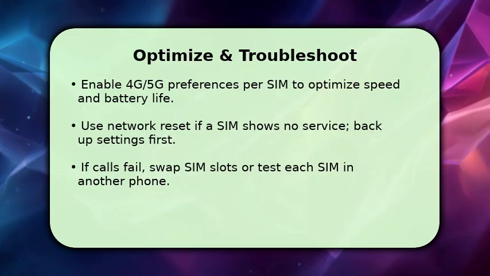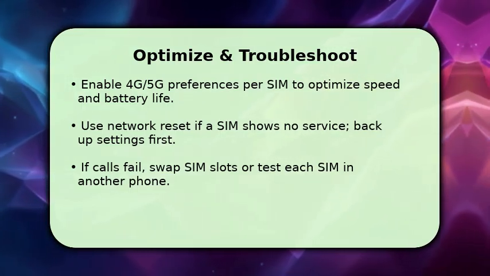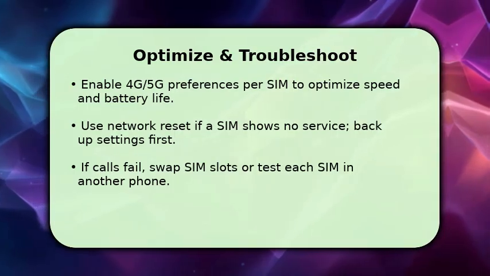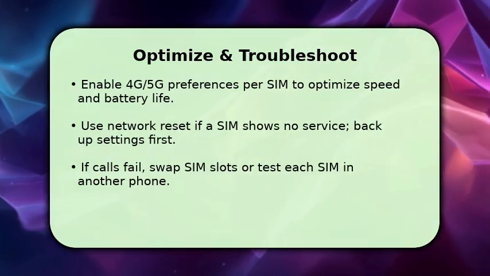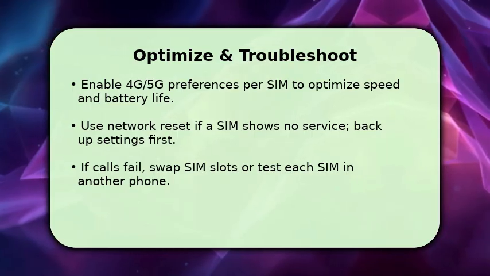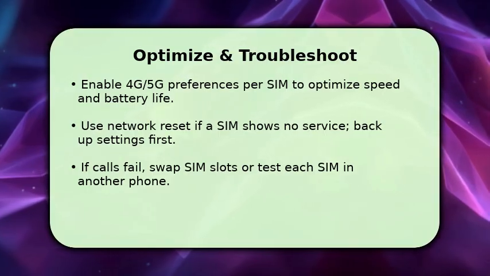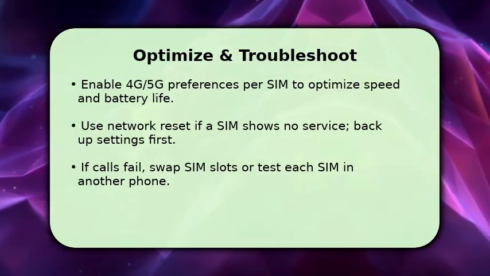If a SIM shows no service, use the network reset option or toggle airplane mode to re-register on towers, but backup settings first. If calls or data still fail, swap the SIMs between slots or test them in a different phone to isolate carrier versus hardware problems. This step narrows down the root cause.